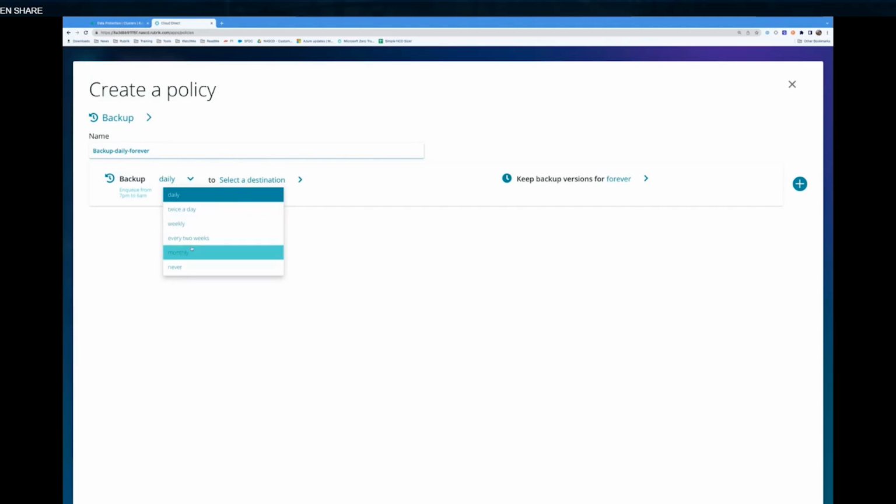We can also set the policy to never, so if you need to pause protection, you can come in here and edit the policy, and anywhere you've applied it, we'll go ahead and stop backups for that duration while that setting is in place. I'll go ahead and stick with that.